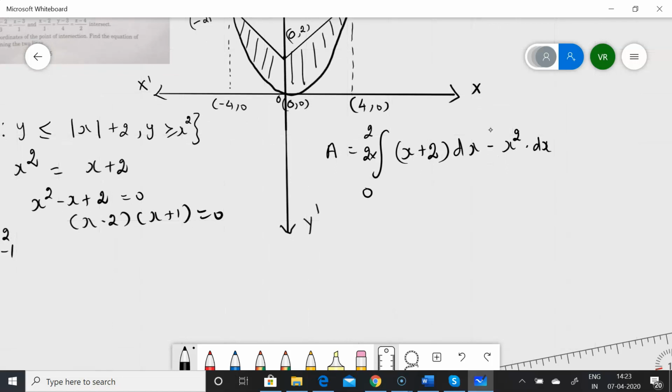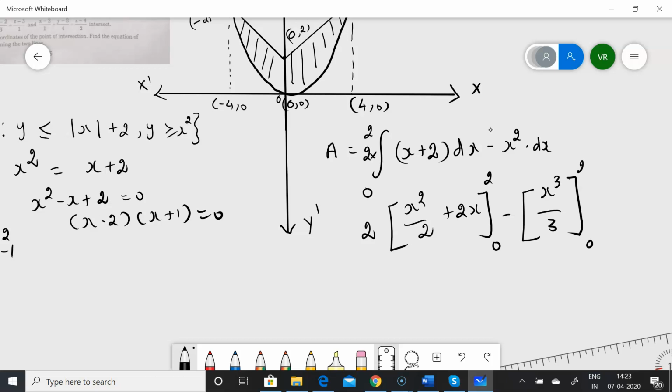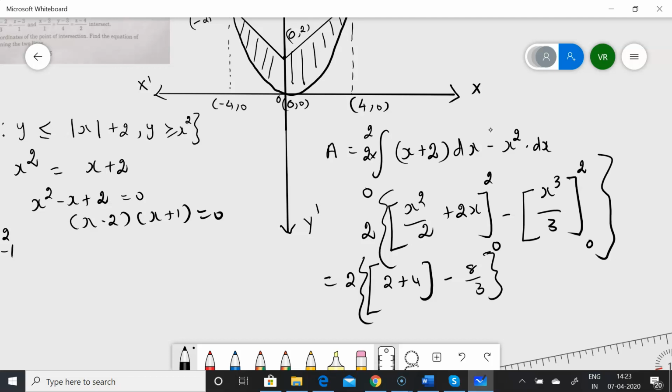When I integrate, that would give me 2 times x squared by 2 plus 2x between the limits 0 to 2, minus x cubed by 3 between the limits 0 to 2, which is nothing but 2 into 2 plus 4 minus 8 by 3, which is equal to 2 times 10 by 3, which is equal to 20 by 3 square units.